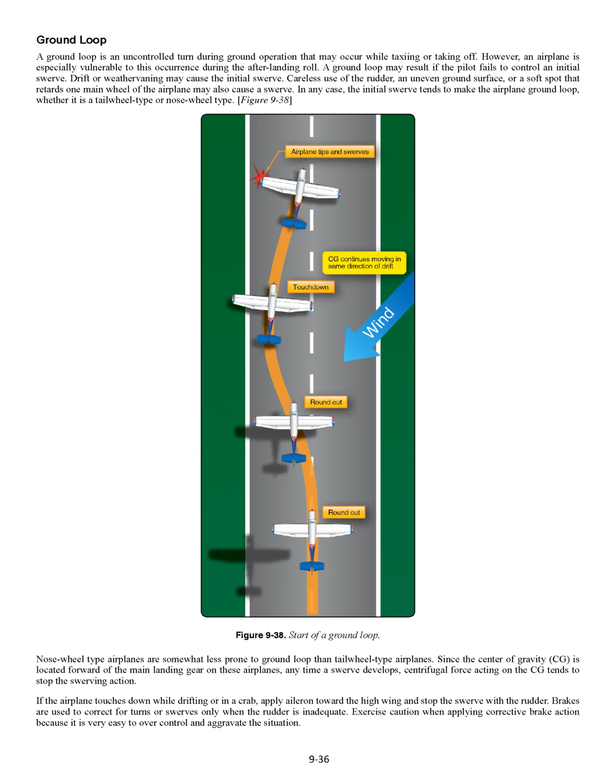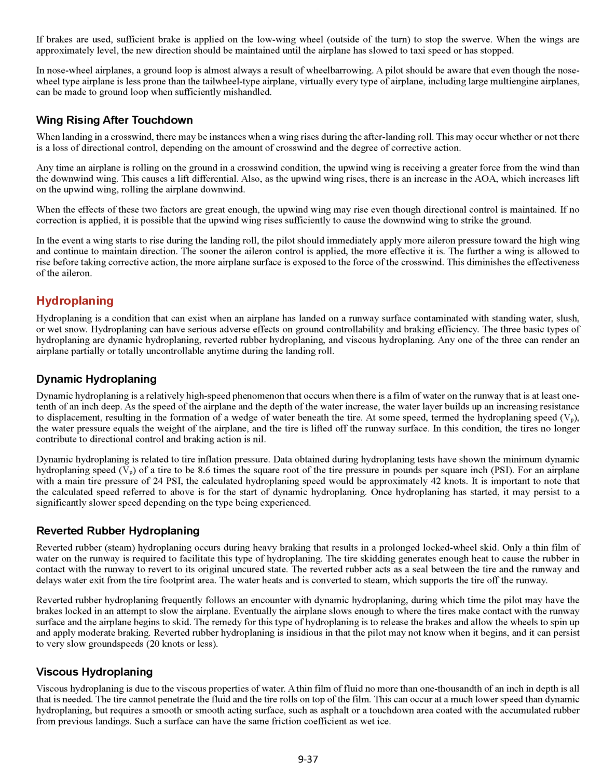Anytime a swerve develops, centrifugal force acting on the CG tends to stop the swerving action. If the airplane touches down while drifting or in a crab, apply aileron toward the high wing and stop the swerve with the rudder. Brakes are used to correct for turns or swerves only when the rudder is inadequate. Exercise caution when applying corrective brake action because it is very easy to over-control and aggravate the situation. If brakes are used, sufficient brake is applied on the low wing wheel, outside of the turn, to stop the swerve.